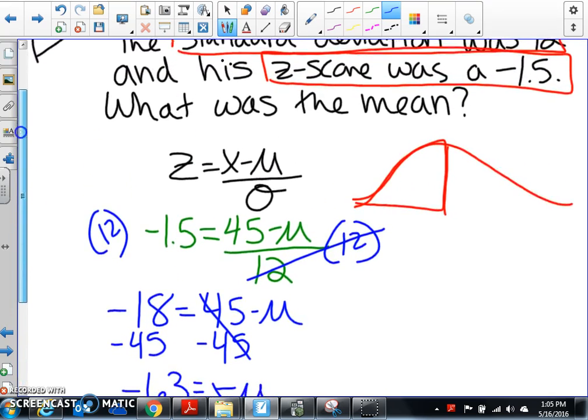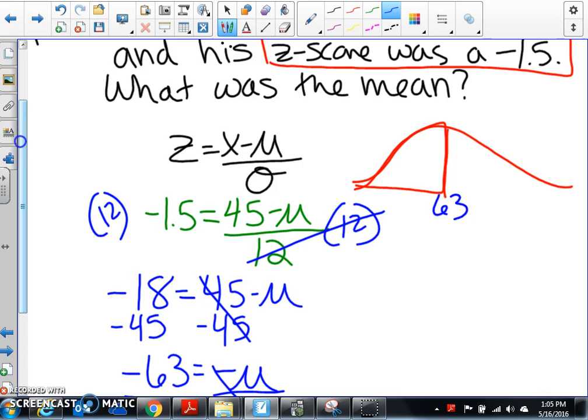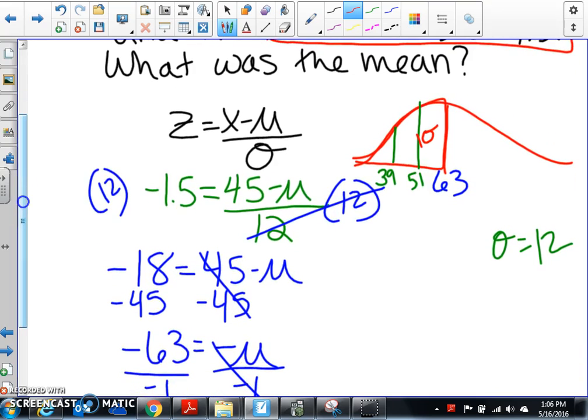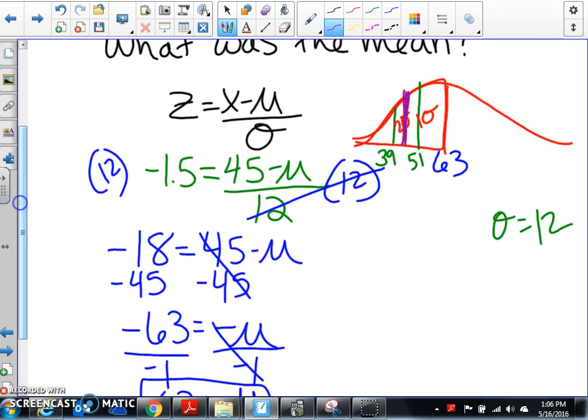Now let's go back and make sure that makes sense. So my mean was a 63. My standard deviation, remember up there they told us, was a 12. So if I take one standard deviation away, I would subtract, giving me 51. Take one more standard deviation away, I would subtract 12 more, giving me 39. So if it's a negative 1.5 z-score, this was one standard, this is two standard, so he should be somewhere in here, right? Because it's a negative 1.5 z-score, and sure enough, his score was a 45, which is in the middle.